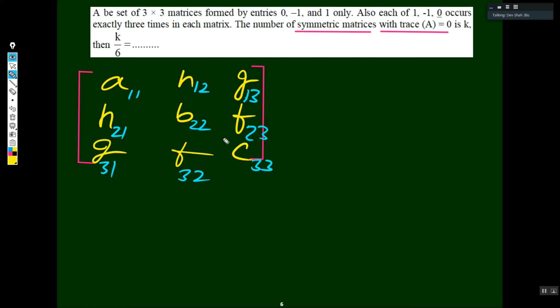G then 1, 3 becomes 3, 1. You must write the same here. And whatever you are writing in 2, 3, F, you must write the same here. That means there will be no other option here. So while filling this matrix, you must follow this idea. Let me write that.